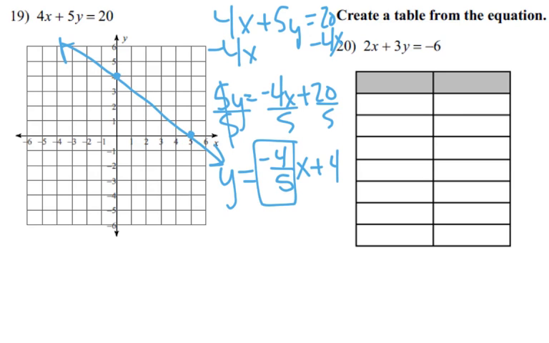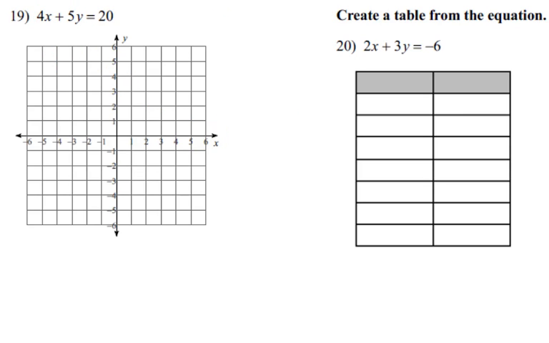Draw that line. You could have also solved by making x 0, solving for y. That would have got you this number. Making y 0, solving for x. That would have got you that number. Same idea. Okay, now with the table. Remember, with the table, label your x and your y, and then you can pick some x's.